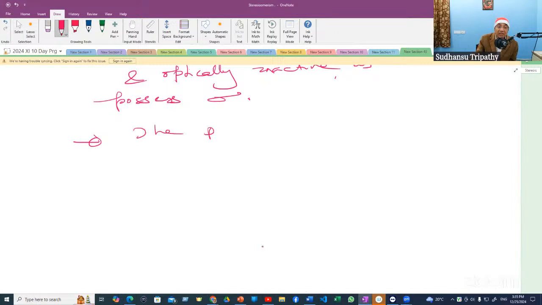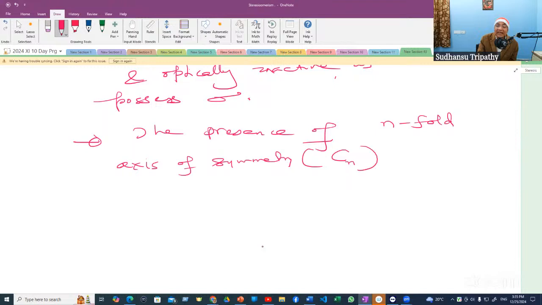Interestingly, the presence of another element, that is called only axis of symmetry, n-fold axis of symmetry, a normal axis of symmetry. That is also the n-fold axis of proper rotation. N-fold axis of symmetry is written as Cn. Cn makes a molecule chiral, dissymmetric, and hence chiral.